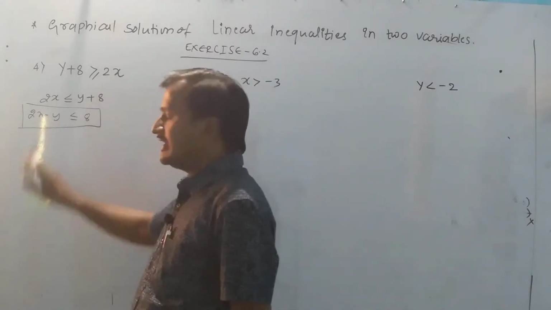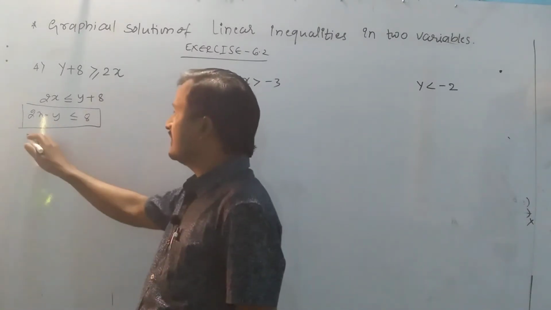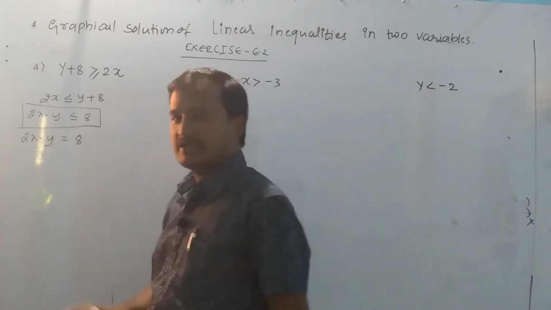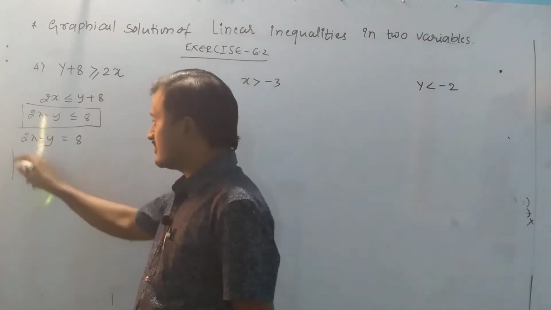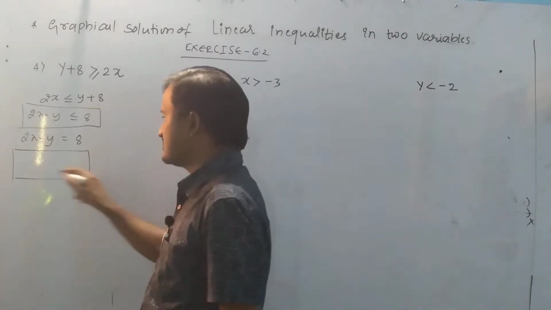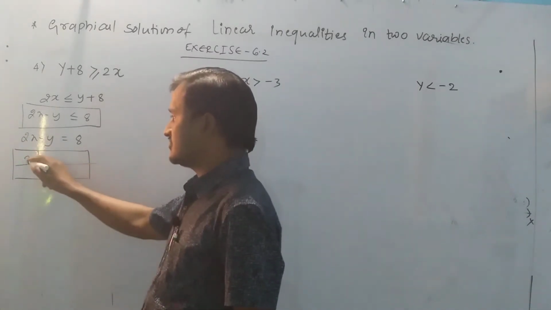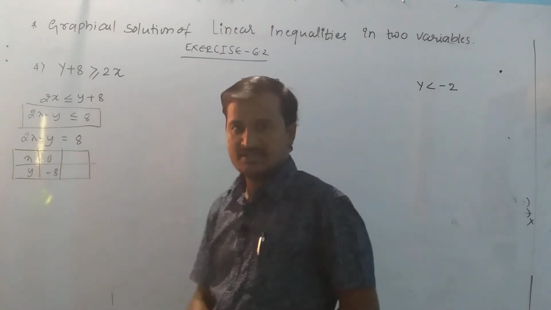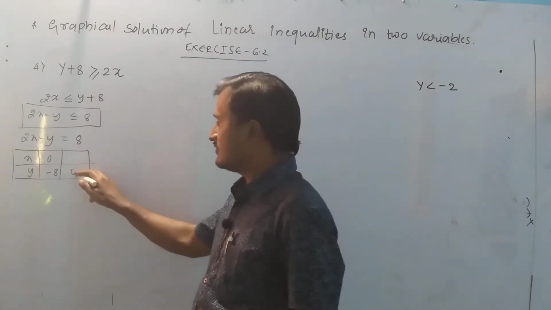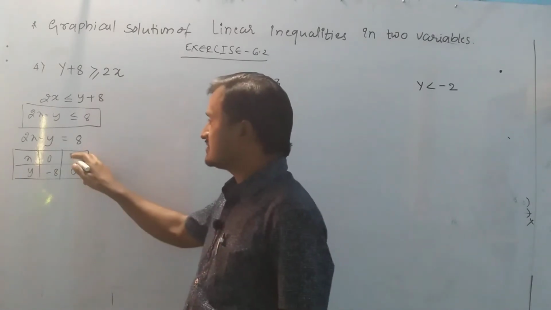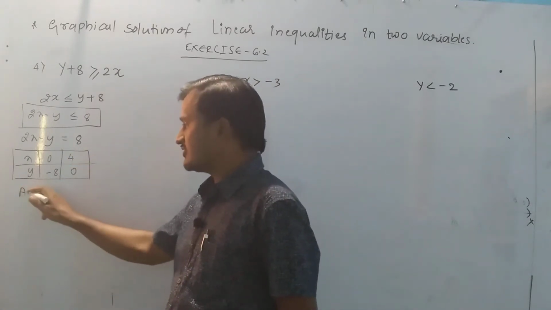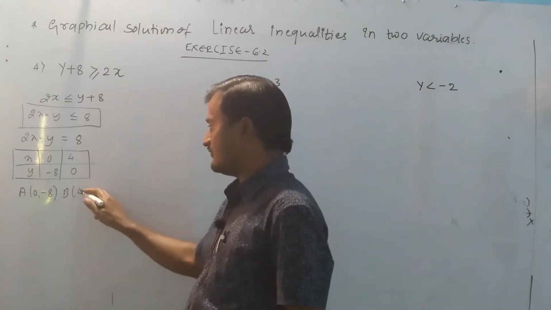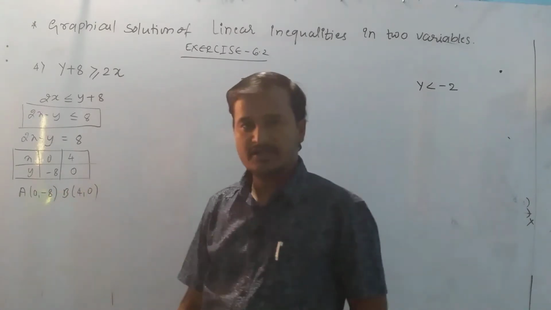So now clearly it represents inequality. Write the inequality into equation, 2x minus y equal to 8. So now substitute the value of x. So what is the value of x? First you should substitute 0. What is the value of y? Minus 8. Substitute y equal to 0. What is the value of x? 4. What is the first point? 0 comma minus 8. What is the second point? 4 comma 0. Okay, right.